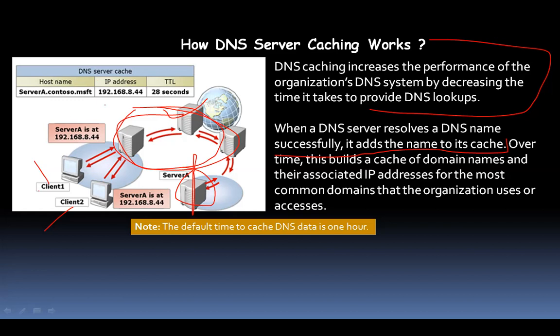So this will help, because if the same information is requested again, it will send it to that particular server only. It will not search here and there. It will go to that particular server only, and the response will go to that particular client only. It will not go to other clients. So this is how it works, and it decreases bandwidth utilization and increases performance. The default time to cache DNS data is 1 hour.